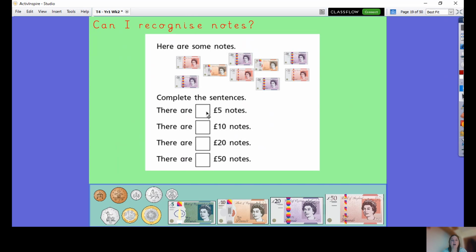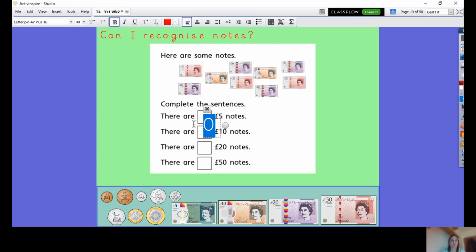So how many £5 notes are there? Can we see any £5 notes? We've got 50, 20, 10, 20, 50, 10, 20, 50, 20. No, so there's no £5 notes. I'll make that a little bit smaller now. Okay, are there £10 notes? So 1, 2. They're sort of like a brownie colour, aren't they? So there's 2.